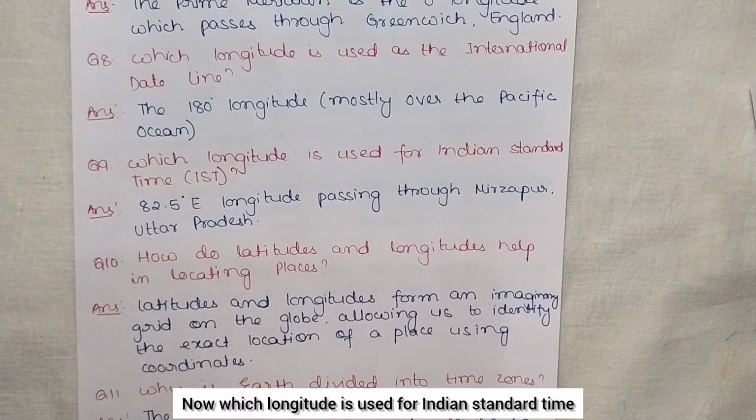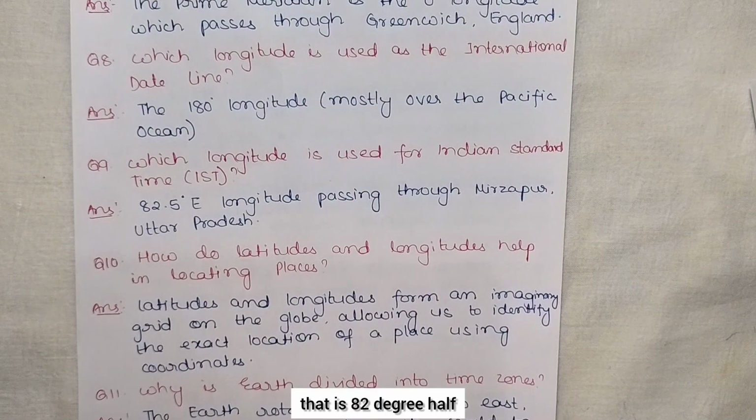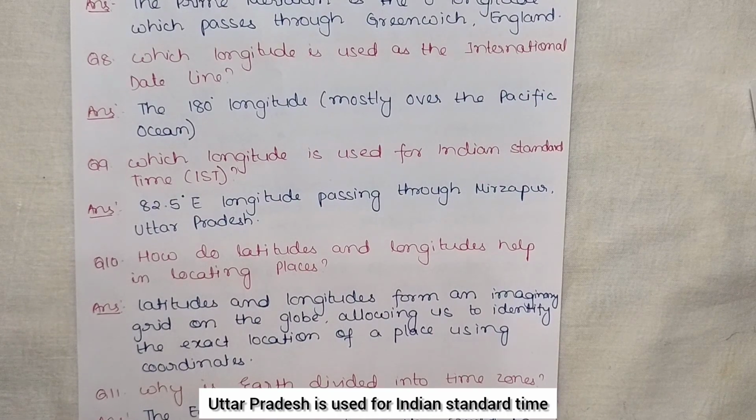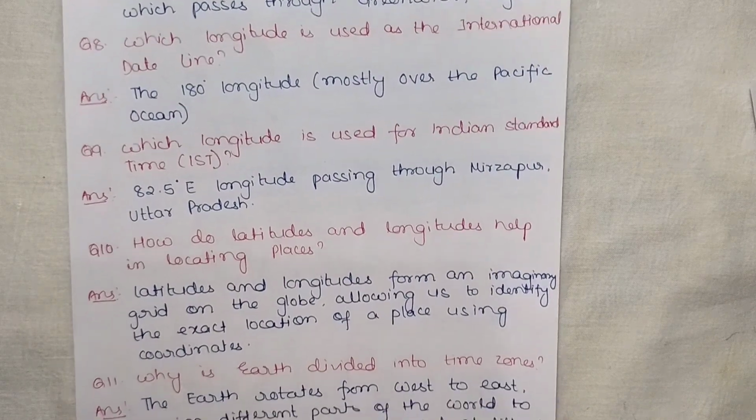Now which longitude is used for Indian Standard Time? That is 82.5° east. The longitude passing through Mirzapur, Uttar Pradesh is used for Indian Standard Time.